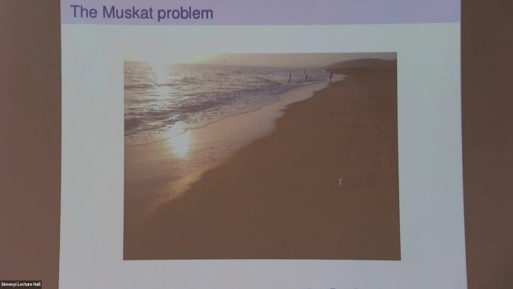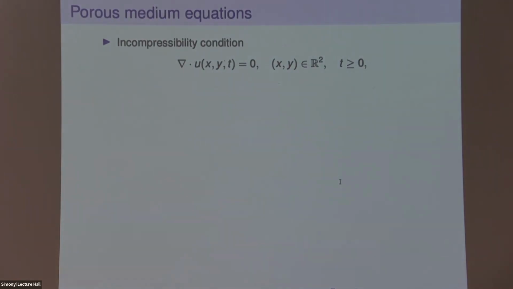So, what is the Muskat problem? It is about modeling. You see here water waves. This is not the Muskat problem. The Muskat problem models the line that you see over here that separates a dry region in a porous media and a moist region in a porous media. This is the Muskat problem.